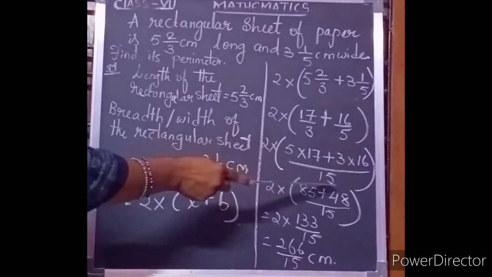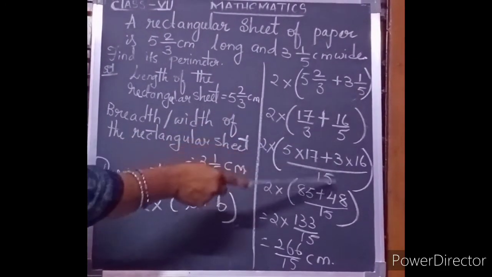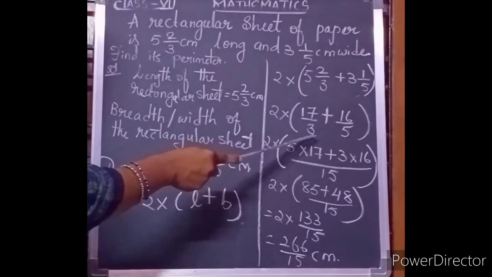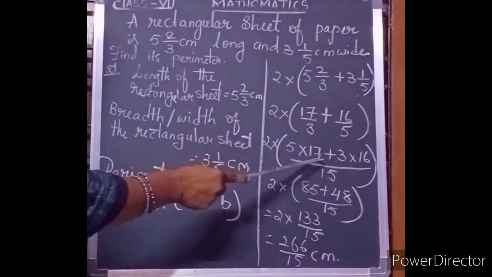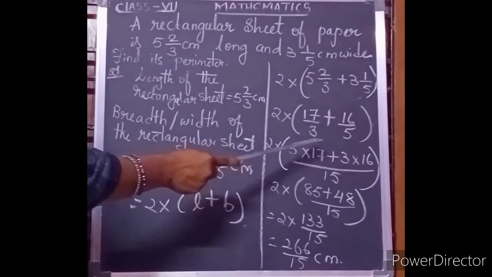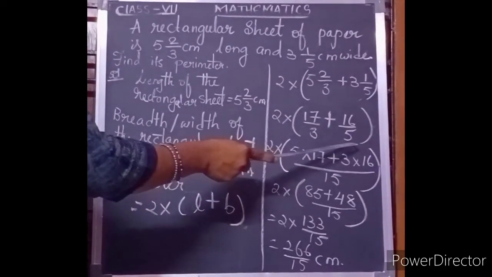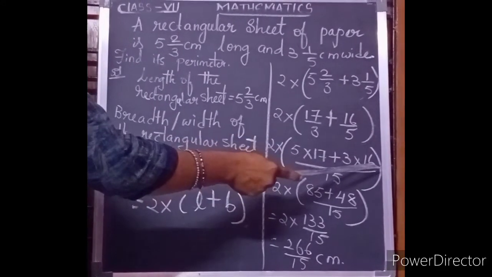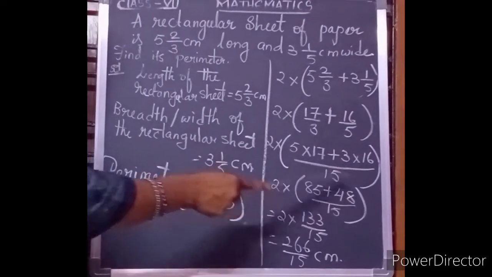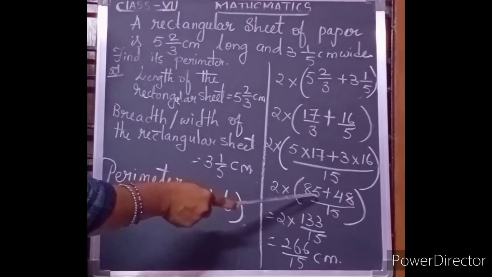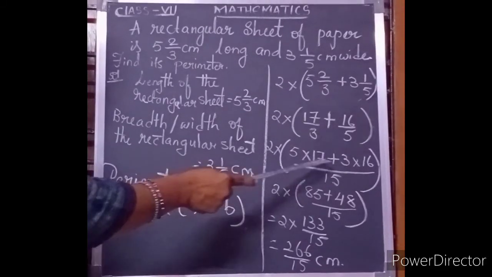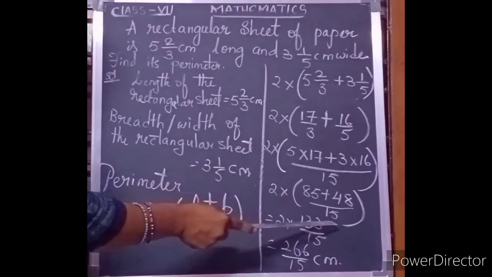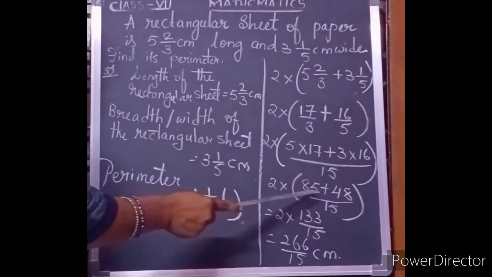Now take the LCM, 3 5s are 15. Whenever we get the LCM, we have to check with the denominator. When will 15 go in the 3 table? Yes, 3 5s. So we have to multiply the numerator 17 into 5. Next, check this denominator. When will 15 go in the 5 table? 5 3s. So 3 into 16, we get 48. 5 17s are 85. So in the next step, 2 into 85 plus 48 by 15. Is it clear?